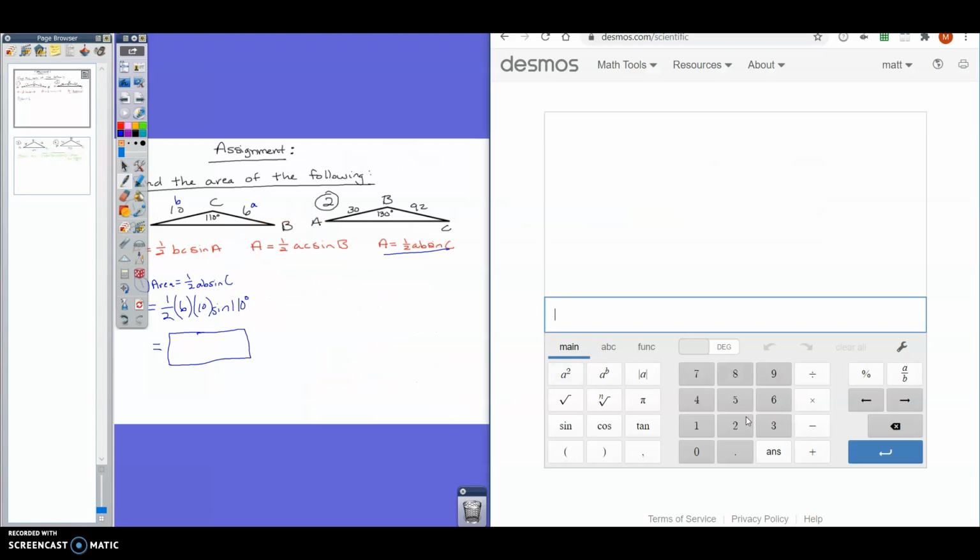Make sure your calculator is in degrees, and we're going to type it in just like it looks. So instead of 1/2, I'll put 0.5 times 6 times 10, and then the sine of 110 degrees. So we get 28.19. We'll round it to one decimal place, so we'll say 28.2.